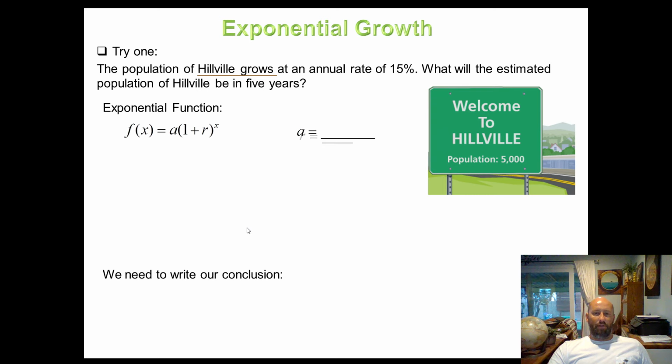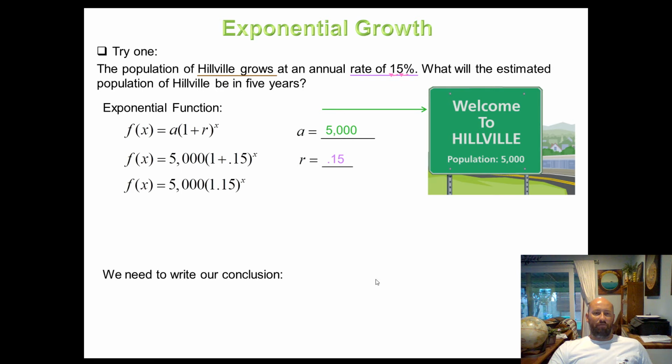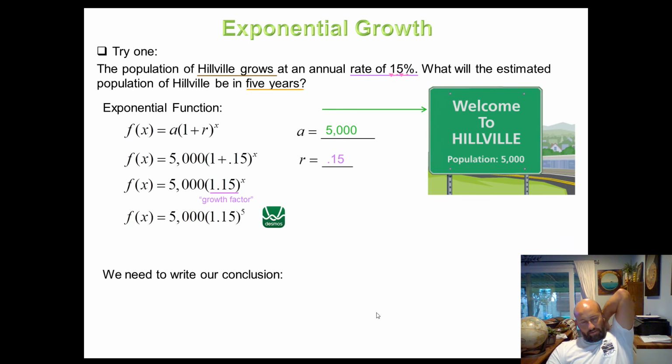Okay, so we know it's a growth model. So A is 5,000, and it's a rate at 15%. So that's going to be 0.15. Let's plug them in. Got our A, we got our R. So that's 1.15. We want to know in 5 years. So let's plug in the 5 here for X. And let's let Desmos do its thing.